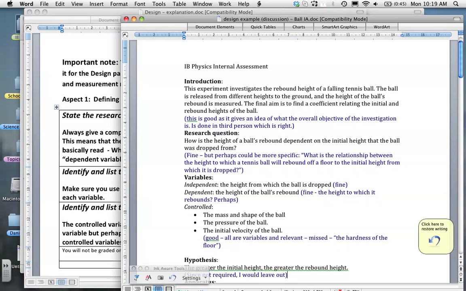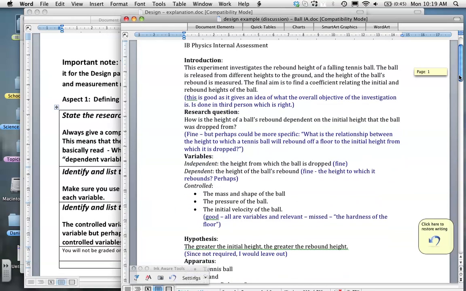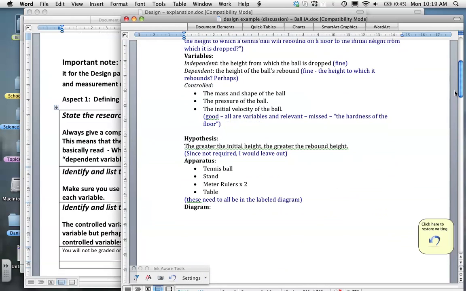Now, you aren't asked to give a hypothesis. This is good scientific method to always give a hypothesis, but in the IA for IB, you don't need that. So I would actually leave that out. I wouldn't put that in, although you should have in your mind what you expect to happen.